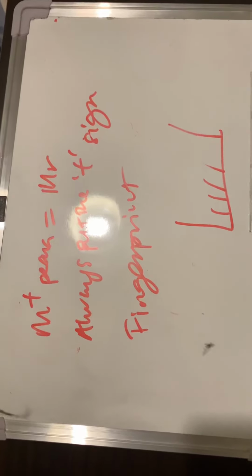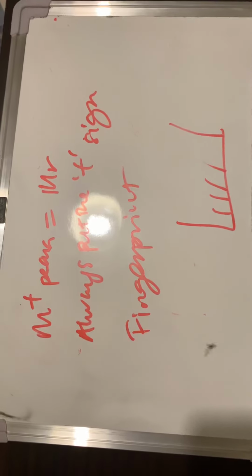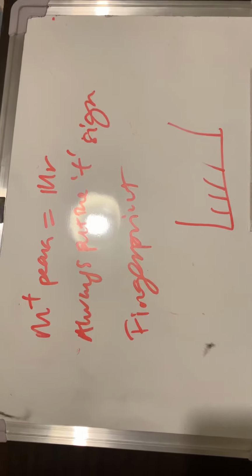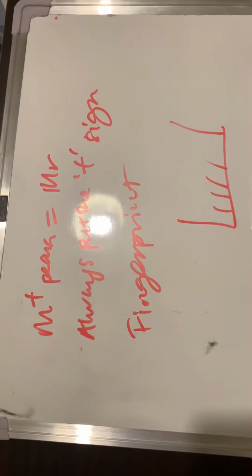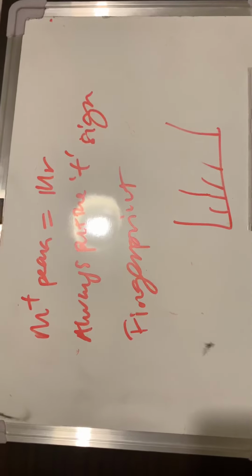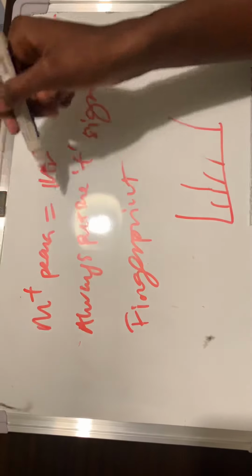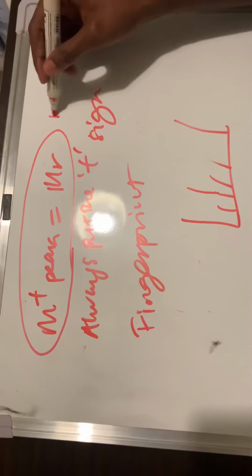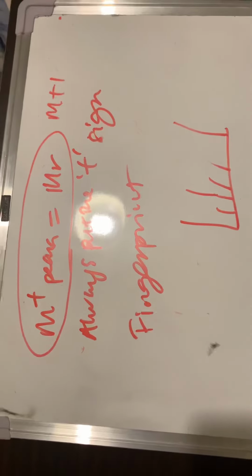And the tiny other peaks are also caused by different fragments. So really the key thing that you need to know is that the M plus peak is the MR, literally the MR. And don't get this confused with the M plus 1 peak.